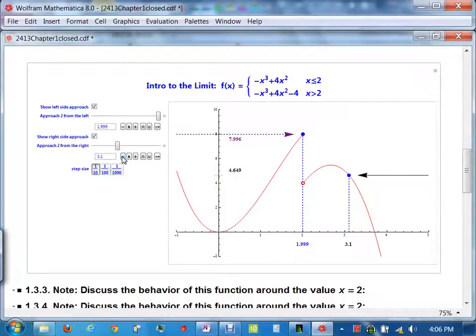So what is it right now? 4.6, 5, 5.2. So I went up. I'm up at 5. So am I approaching 5? No, let me get closer to 2. Where's it headed now?